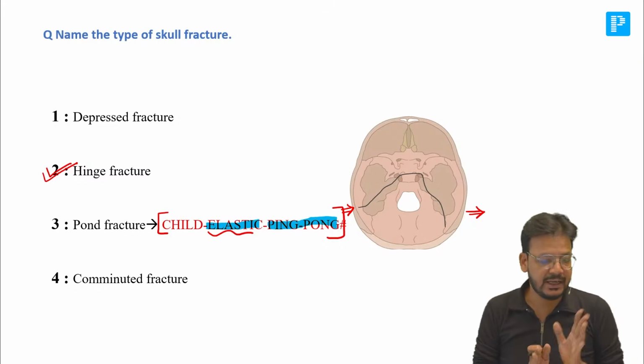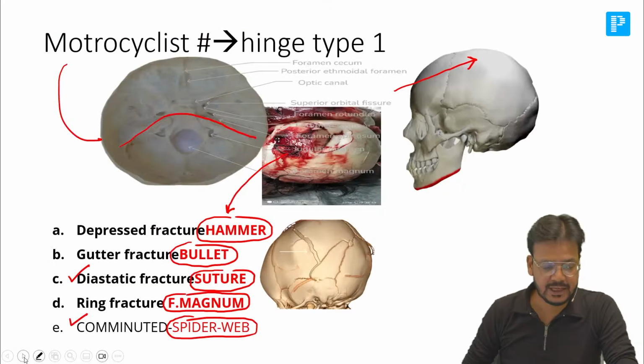What are the types of skull fracture? Here the answer is hinge fracture. Okay, moving ahead. Next question.